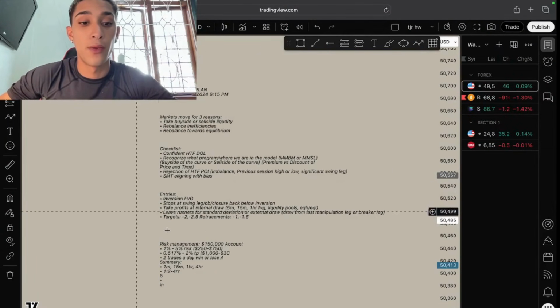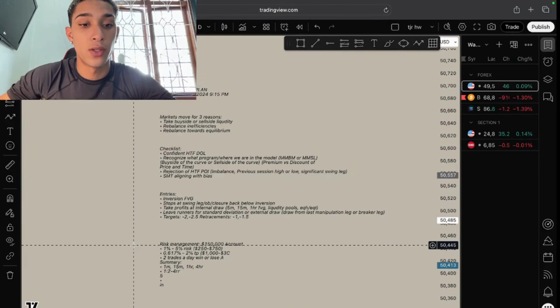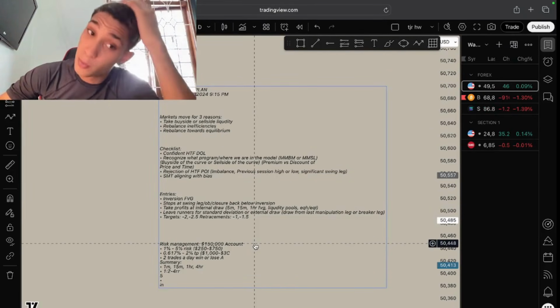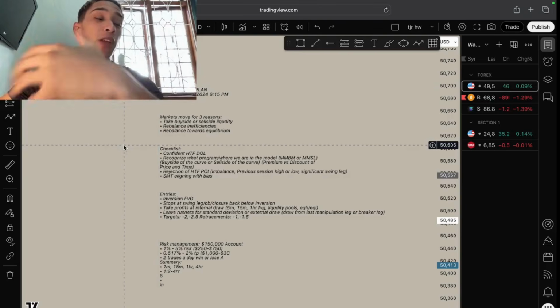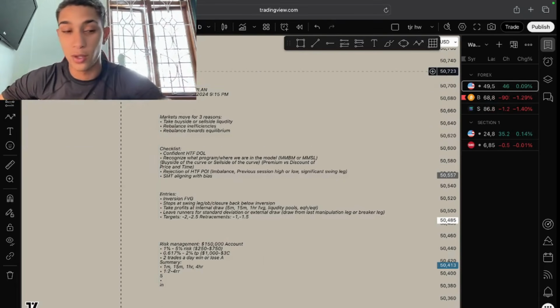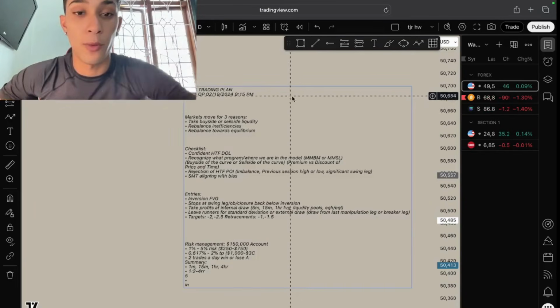So first off, I'm about to put you guys on some source. Don't ask me how I got this, but this is Blake's actual document that he uses as his trading plan, and this is his 2024 trading plan because that is when he came up with this model.